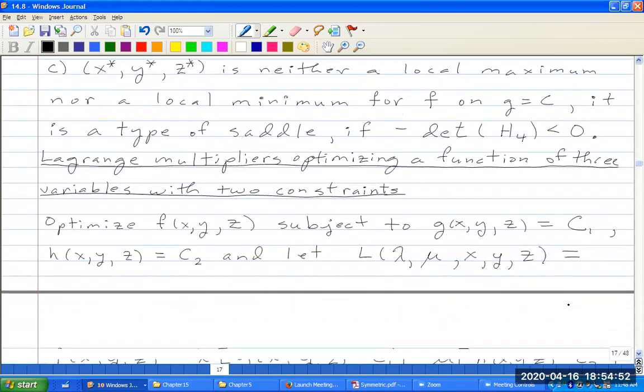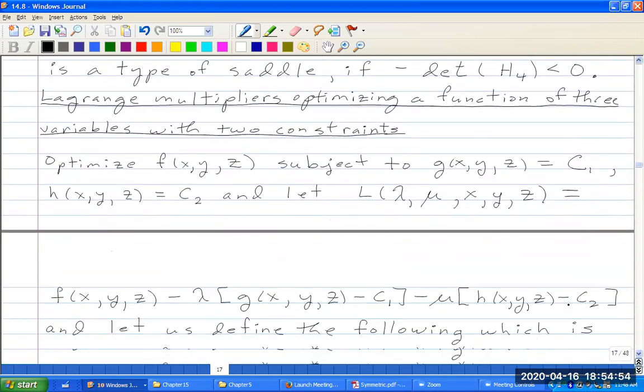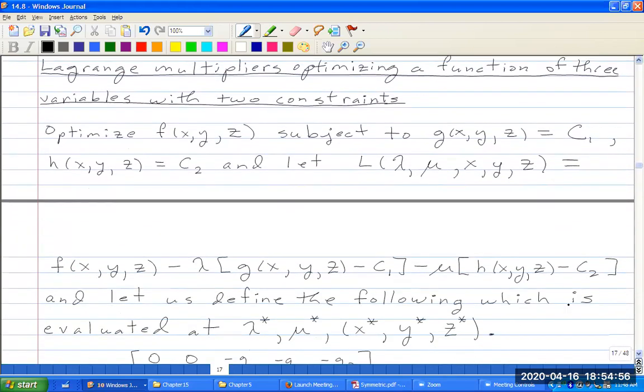Let's look at another case where I'm just going to do a sort of cookbook. Lagrange multipliers optimizing a function of 3 variables with 2 constraints. I want to optimize f(x, y, z) subject to g(x, y, z) equaling c1, h(x, y, z) equaling c2.